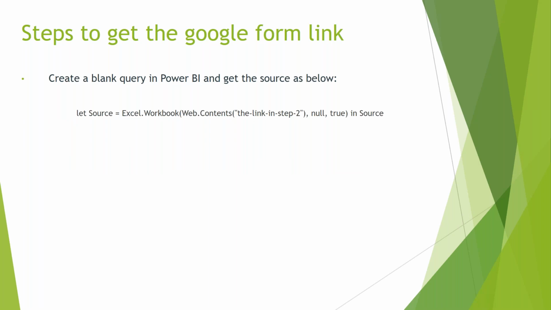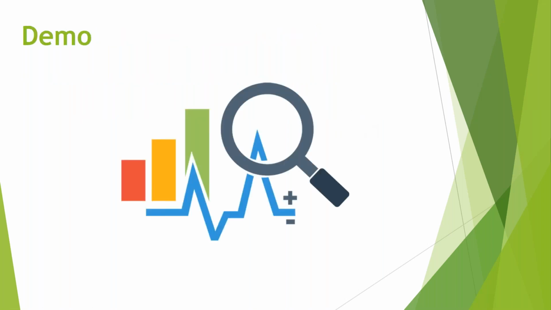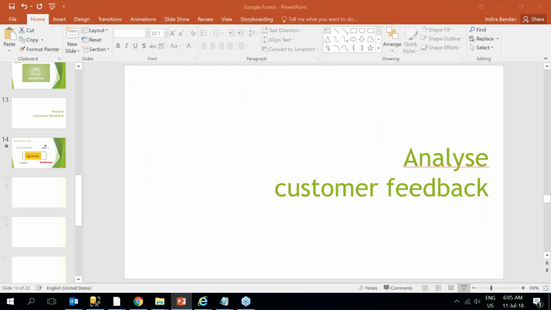And then the steps to get the Google form link into Power BI. You can get that link, and then you can create a blank query in Power BI Desktop, and then use the Excel.Workbook function with Web.Contents. This is the kind of code that you can use if you are using the advanced editor. But I think I will show you just the web part so that it's easy for you. Now coming to the demo.